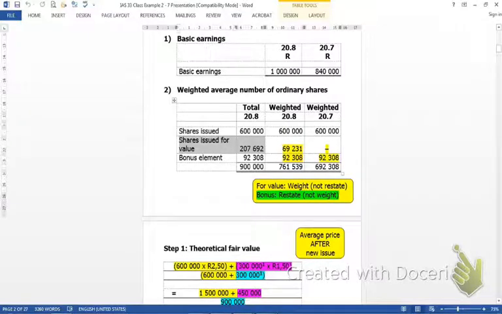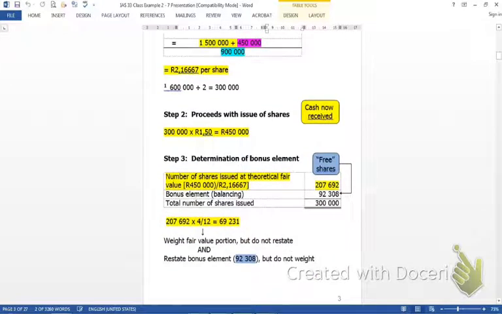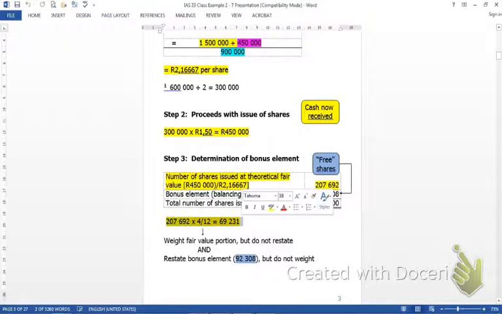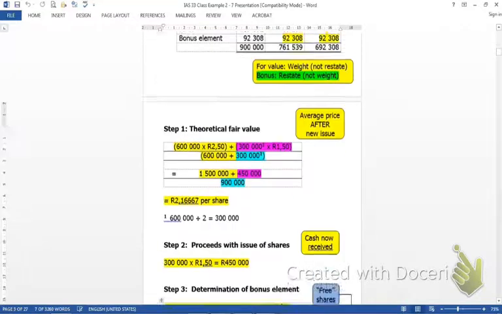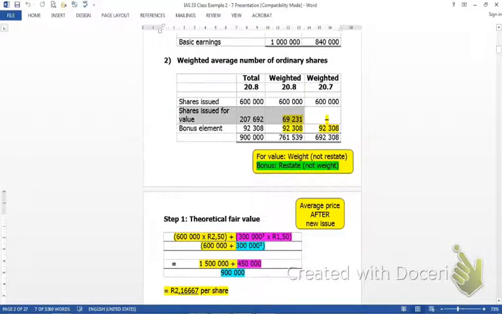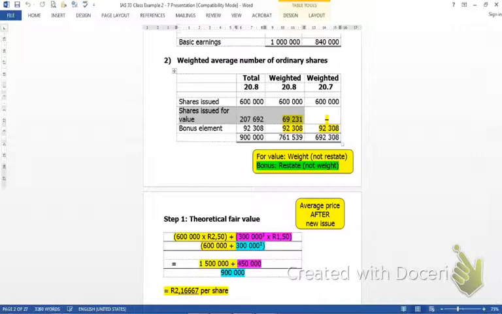And when we issue it for value, that is when we have to weight those shares on the time basis. So that is why this 69,231 is the calculation of the weighting. And let's just check there. If you look there right at the bottom again, sorry for jumping about so much, 207,692 times 4/12, that is the remaining period, gives us 69,231. So let's get back to that Wynos, and there you are. Now I've calculated the shares that were issued for fair value.